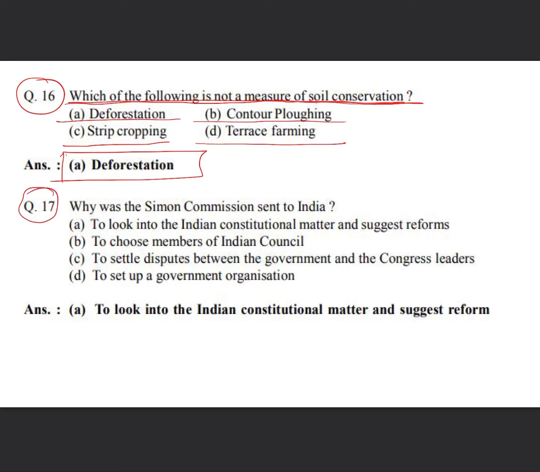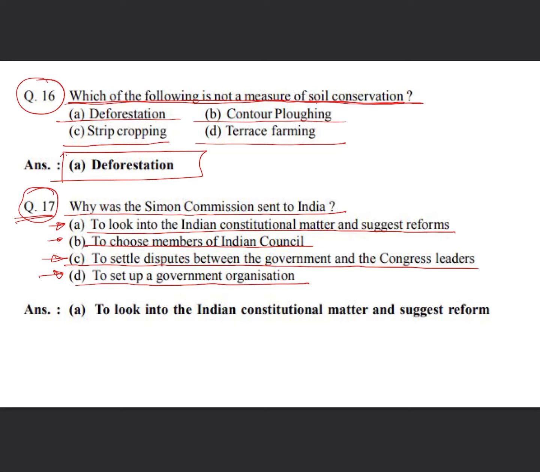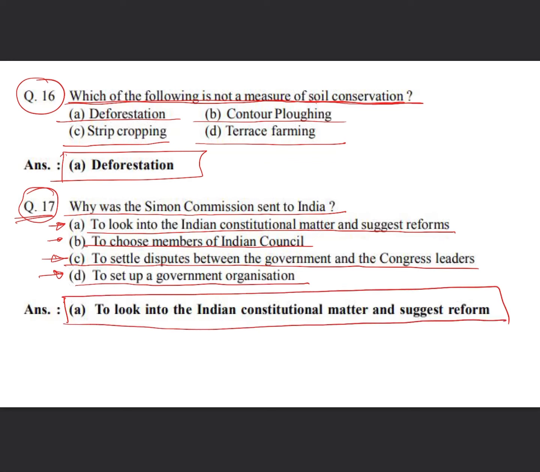Next question. Question number 17. Why was the Simon Commission sent to India? Option A. To look into the Indian constitutional matter and suggest reforms. Option B. To choose members of Indian Council. Option C. To settle dispute between the government and Congress leaders. Option D. To set up a government organization. So basically, Simon Commission was sent to India to look into the Indian constitutional matter and suggest the reforms. So option A is the correct option.